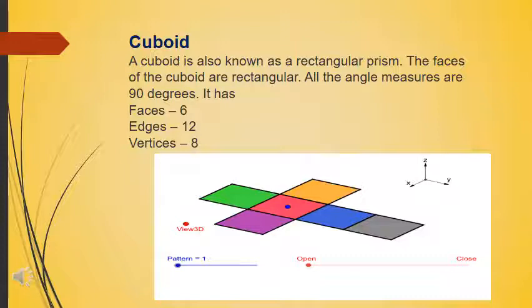The first net of a solid shape is the cuboid. A cuboid is a solid shape which has 6 faces, 12 edges and 8 vertices. Let's see the given figure. Using the given figure, you can properly understand the net of a cuboid.